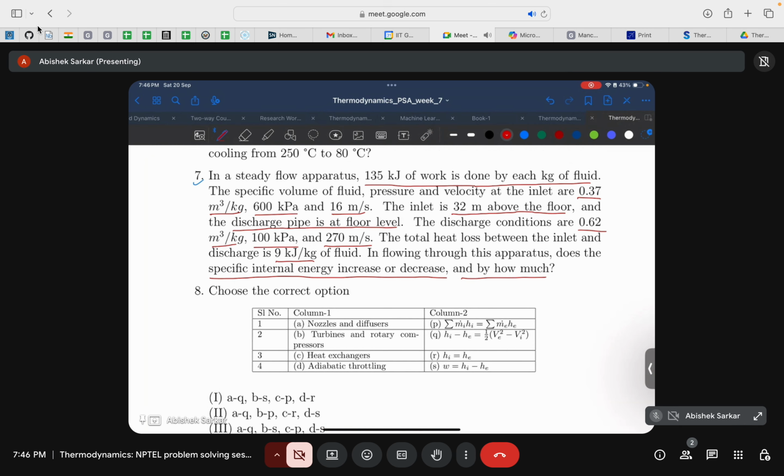So again, you can pause the video here and try it out yourself and then look into my solution. So I will start discussing the solution now.